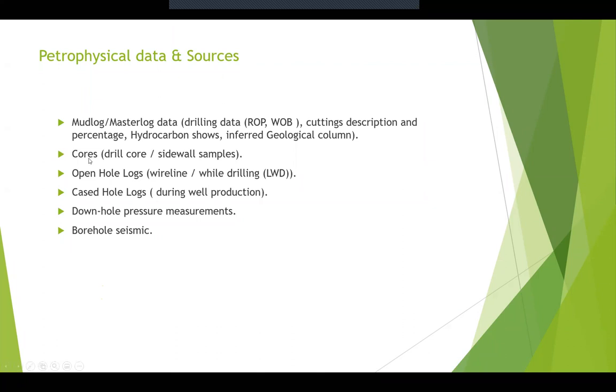So that's why the core is very important, or the most important piece of information that we have. And for the core, we have two types. We have the drill core, which is the normal core that we drill in the wells. And also we have the sidewall core, which can be acquired via the wirelines.